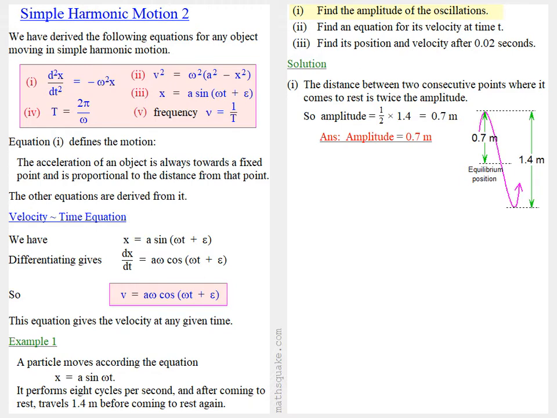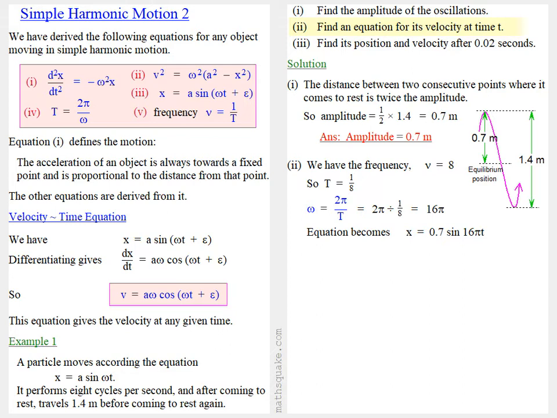So we have as a result the amplitude is 0.7 meters. Now in part 2 we're asked to find an equation for its velocity at time t. Now we're told the particle performs 8 cycles per second. So the frequency nu is equal to 8. That means T is equal to 1 over 8, and omega, which is 2 pi over T, is equal to 2 pi divided by 1 over 8, which is 16 pi. So the equation for x becomes x equals 0.7 sine 16 pi t.